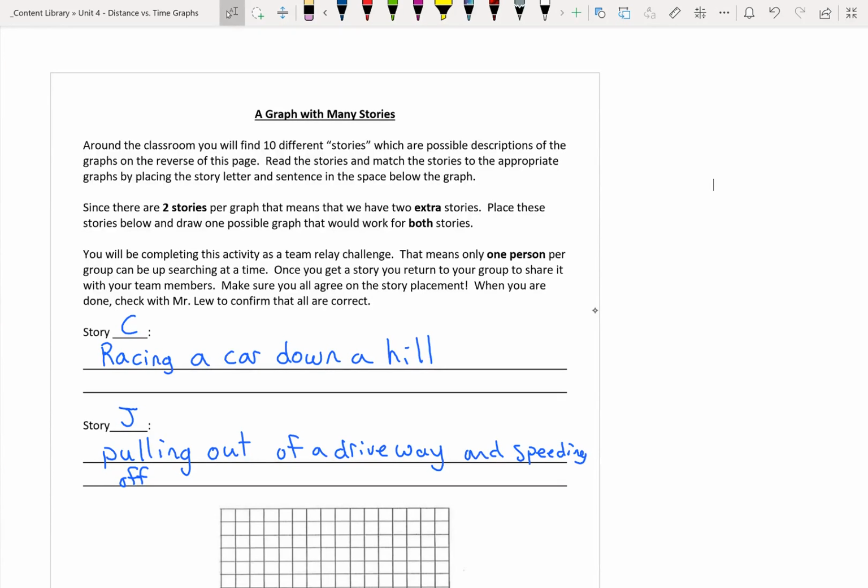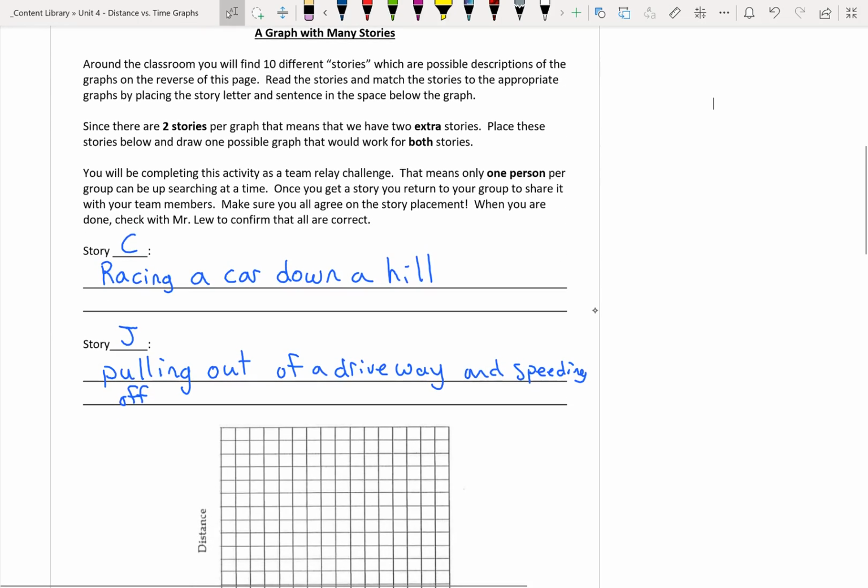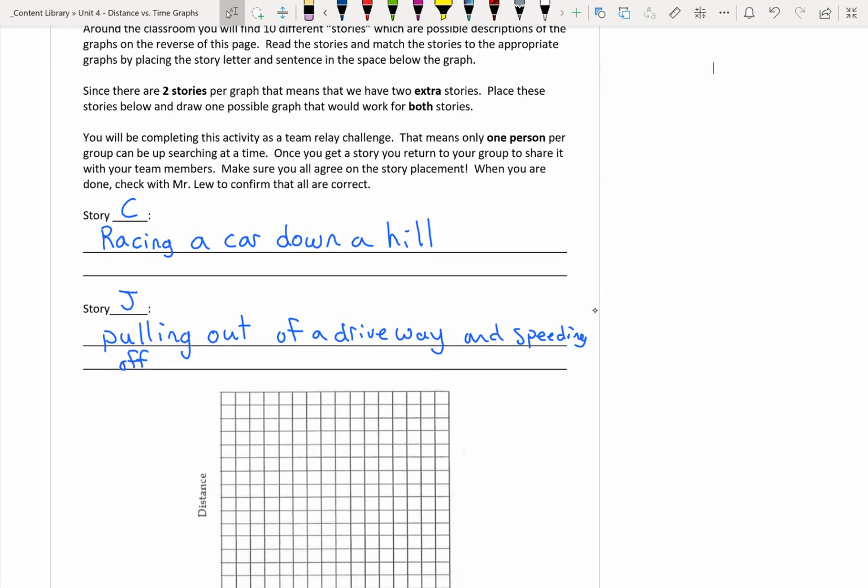In this note, we did an investigation in class where we looked at different scenarios and tried to match them to given graphs. So what I'm going to do here is go over what the stories are and how they are represented, and then for the first one I will draw the graph that would be represented by the two leftover stories. So the two leftover stories were story C, which was racing a car down a hill, and story J, which was pulling out of a driveway and speeding off.